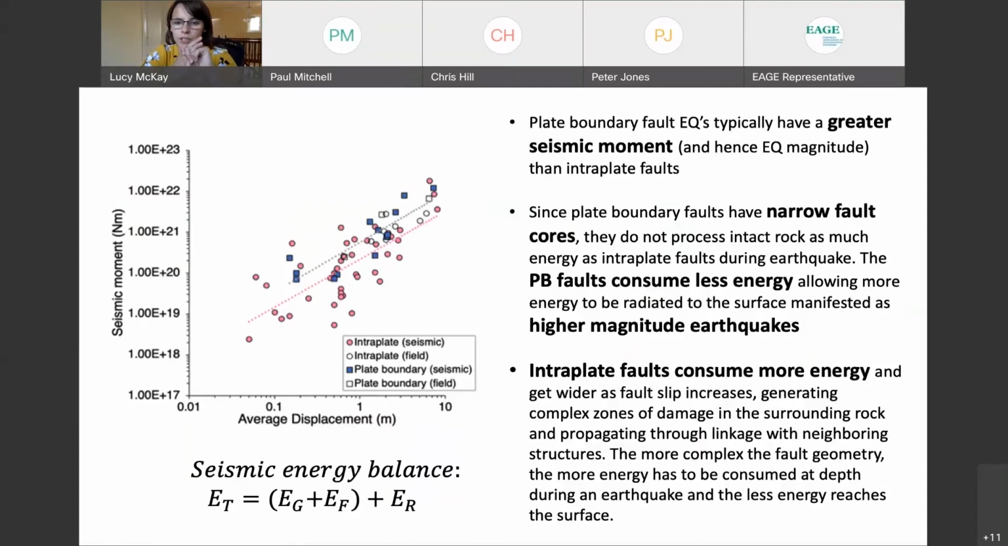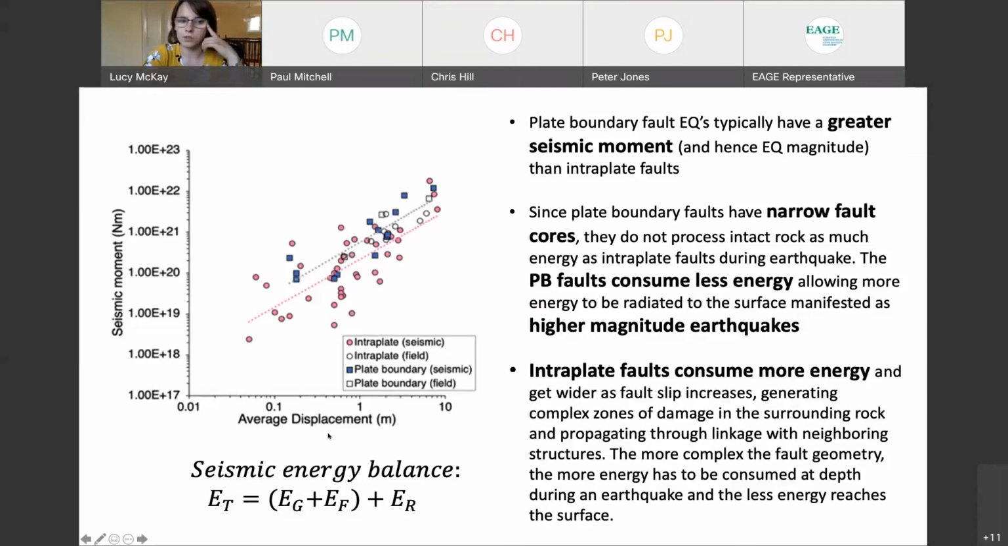And it shows that for a given value of average displacement, plate boundary earthquakes typically have a greater seismic moment and hence a greater magnitude than intraplate earthquake events, which is to be expected. The largest earthquakes occur at plate boundary faults.